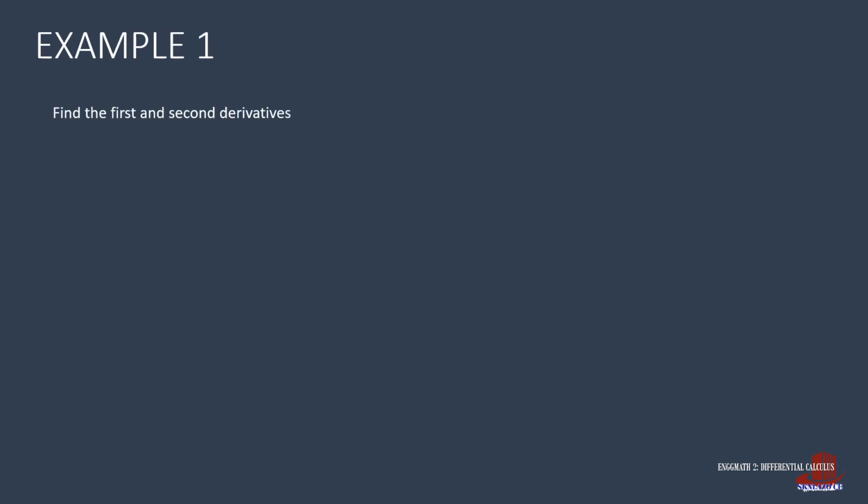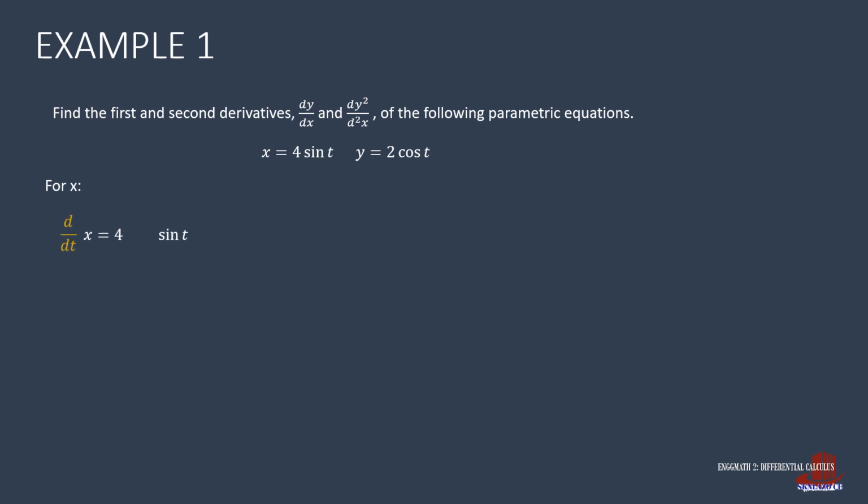The first pair of parametric equations for differentiation has x equal to 4 sine of t and y as 2 cosine of t. First, take the derivative of each variable with respect to t. dx/dt is 4 times the derivative of sine t, which turns out as 4 times cosine of t with dt/dt, which is taken as 1. So the simplified dx/dt is 4 cosine of t.